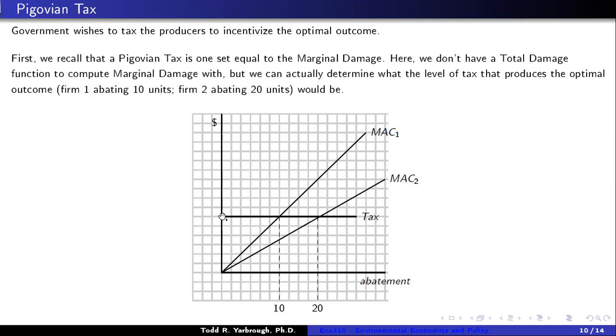yet we still don't actually know what the level of the tax should be. So let's figure that out. Well, if I know what I need marginal abatement costs to be in order to achieve these particular levels, then I know what the tax is. And I know what marginal abatement cost is at these points because all I have to do is take the abatement level, plug it into my marginal abatement functions, and that will tell me what this amount is.